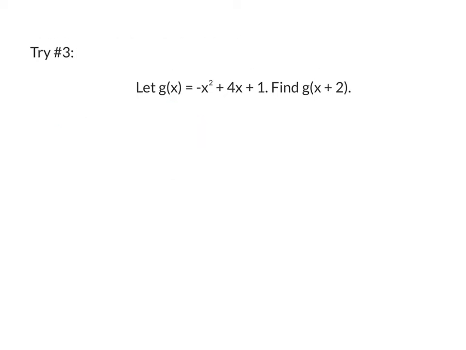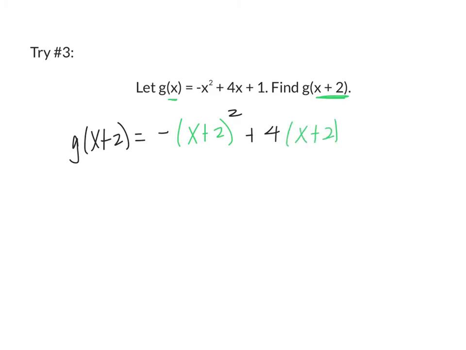Here we are substituting an expression, x plus 2, in for our x. So again, we are substituting the entire expression. So that will look like g of x plus 2 equals negative x plus 2 squared plus 4 times x plus 2 and then plus 1. And in this situation, please do not distribute the 2 inside or just say, oh, it's x squared plus 4. That's not how that works.